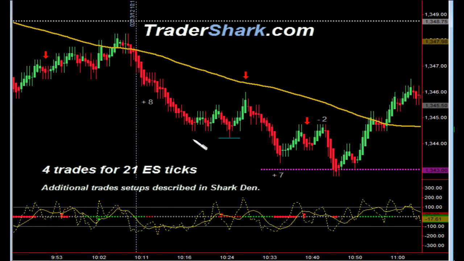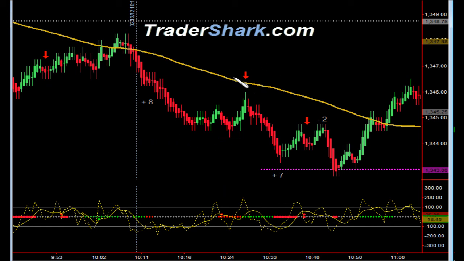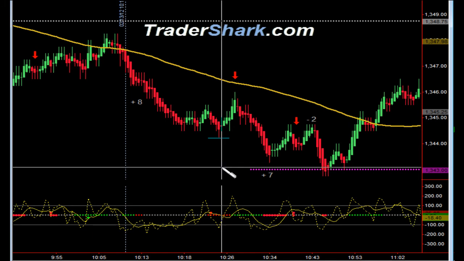We did talk about 1344.50 as soon as the market opened up this morning. Had a nice retracement back to the moving average. Target 1 and target 2 were hit for a total of 7 ticks.